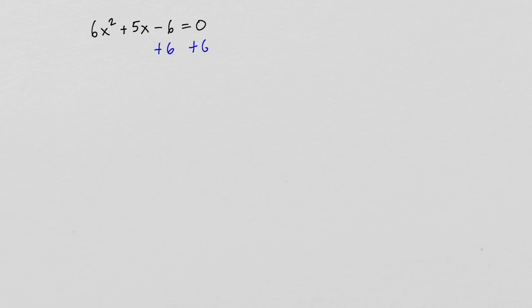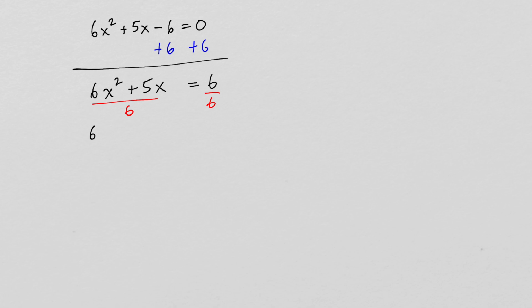So I'm just going to add 6 to both sides. And that gives us 6x squared plus 5x is equal to 6. Now my next step, I'm not ready to complete the square yet. So if you take half of 5 and you square it, that's going to be the wrong number here. And that's because we don't have a 1 here yet. So what we're going to do is divide both sides of this equation by 6.